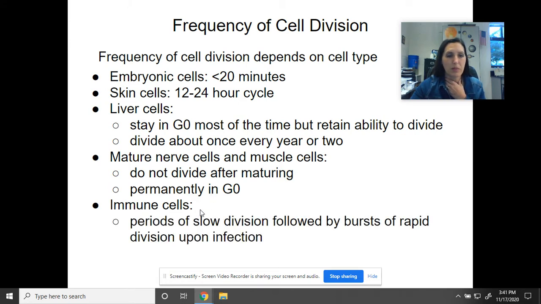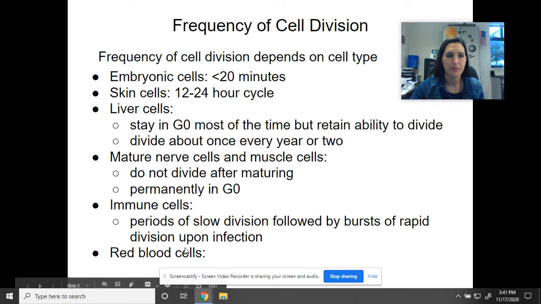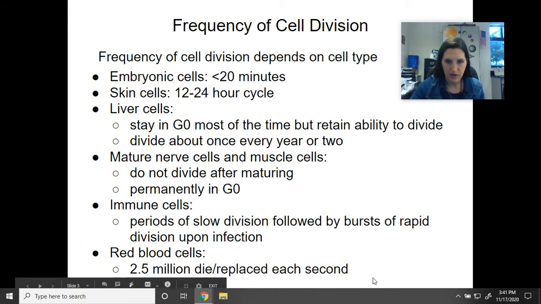Our immune system has periods of slow division followed by a burst of rapid division upon an infection. So we don't always just keep our white blood cells ready to fight off an infection. And the red blood cells, I wish I could catch that a little bit better here. The red blood cells, maybe I can hit hide. There we go. 2.5 million die and are replaced each second.